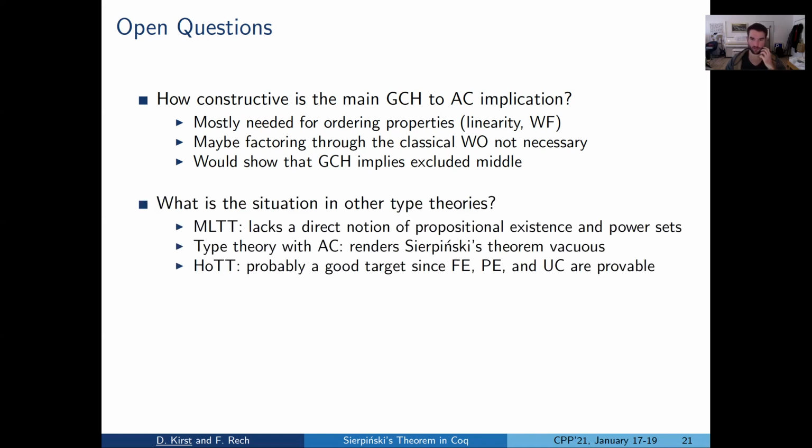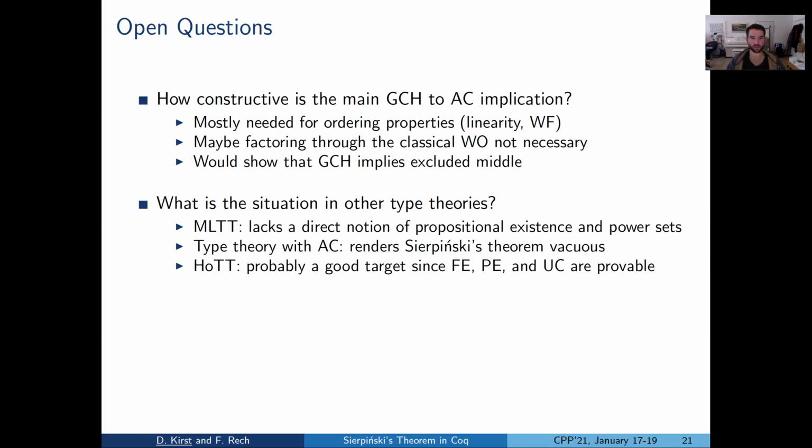The second open question would be to look at the situation in other proof assistants and type theories. And here what we think so far is that in pure Martin-Löf type theory, it's a bit hard or even impossible to easily write down set theoretic results, because here you do not have propositional existence or power sets. And in general, on the other end of the spectrum, too rich type theories that prove, for example, the axiom of choice, do not entail a meaningful statement anymore for Sierpinski's theorem.